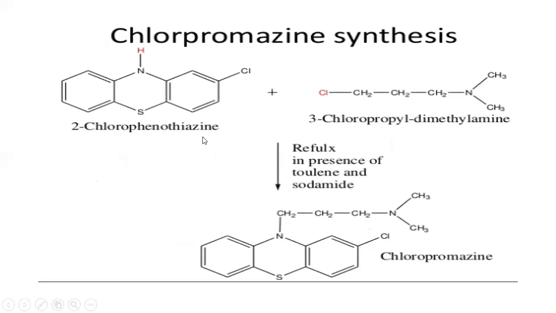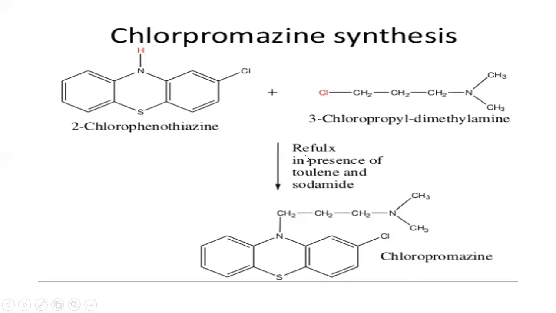This 2-chlorophenothiazine is being treated with 3-chloropropyl dimethylamine. So if you number this 1, 2, this is 3. This is 3-chloro, this 3 carbon is the propyl group. Then dimethylamine. Okay, so when it is being treated with 2-chlorophenothiazine, the hydrogen atom which is indicated in red and this chlorine atom will be removed, and this group will be attached to this nitrogen atom. So you can see here, this is nothing but the structure of chlorpromazine.